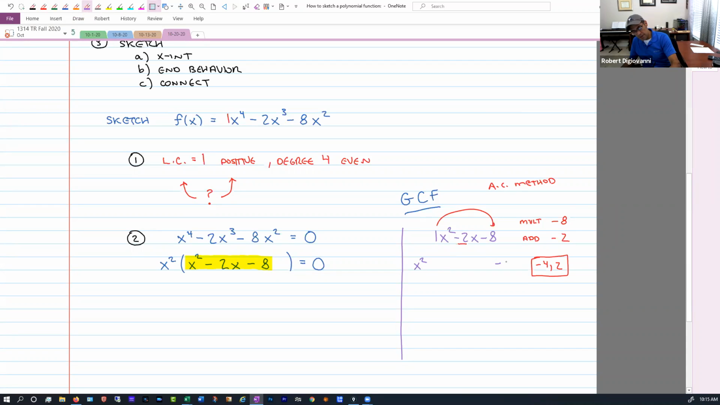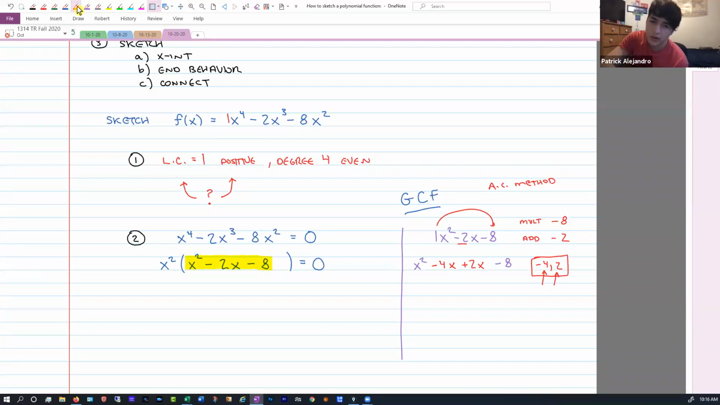You rewrite the -8. But in the middle, instead of writing -2x, you write -4x plus 2x. You're using these 2 numbers to rewrite -2x. Wait, so I got lost. Where did we get the -4x from? I had to think of that.